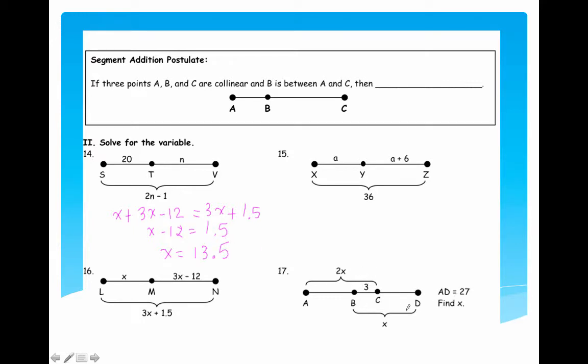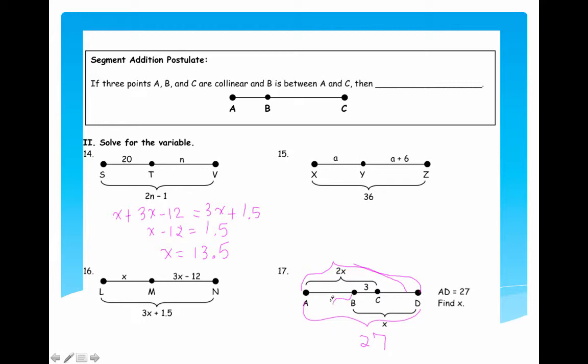Okay, now this one seems a little bit more confusing. So AD is given to be 27. I should have written that on the other side down here. That's 27. This is 2x. This is x. We have 3 pieces this time.